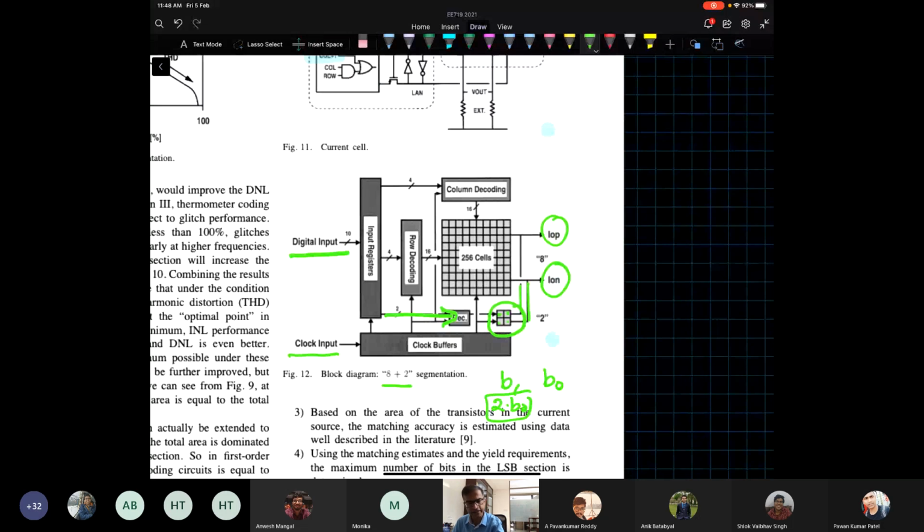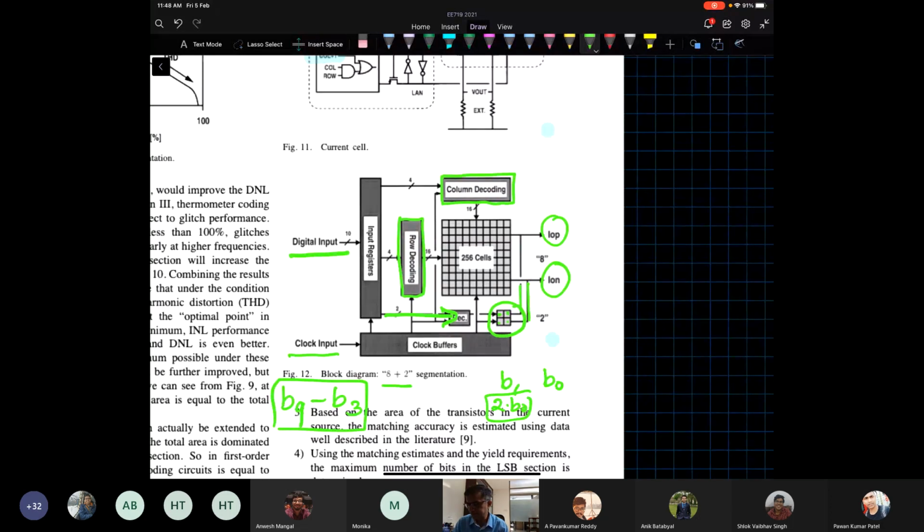All right. Now I have 256 cells. The 256 cells are thermometer coded cells. So based on B9 to B3, the rest of the bits from the digital, I would create a row decoding and column decoding. Row decoding is over here, and the column decoding is over here. Since we have 256 cells, we will have to control it with 16 rows and 16 columns, just like a memory cell. So we would like to turn on and off these 256 cells using this row and column decoder.